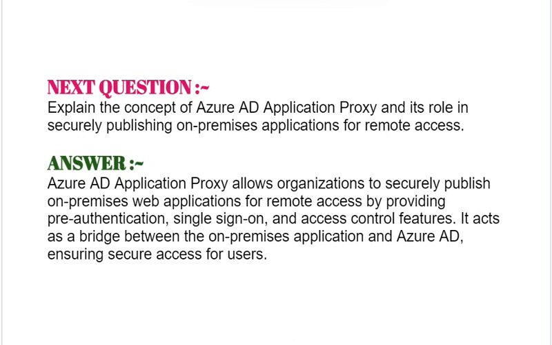Our next interview question is: explain the concept of Azure AD Application Proxy and its role in securely publishing on-premises applications for remote access. Your answer should be: Azure AD Application Proxy allows organizations to securely publish on-premises web applications for remote access by providing pre-authentication, single sign-on, and access control features. It acts as a bridge between the on-premises application and Azure AD, ensuring secure access for users.